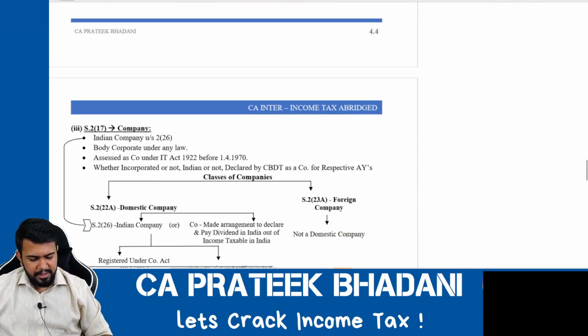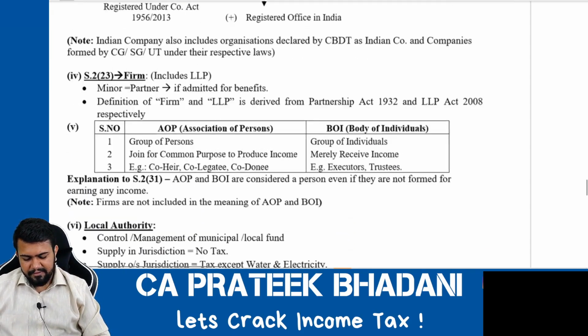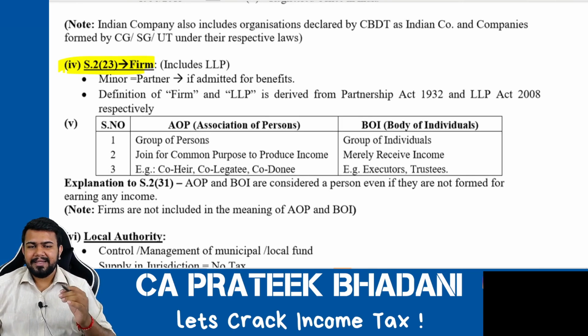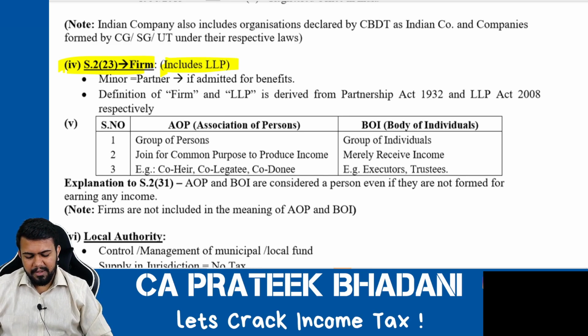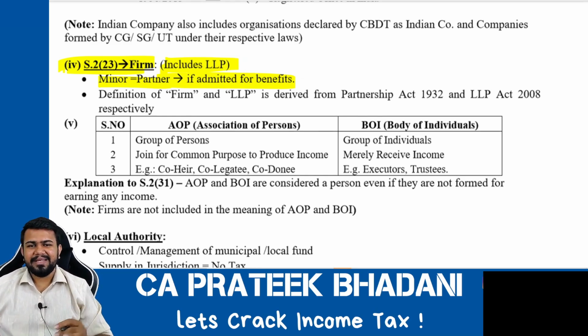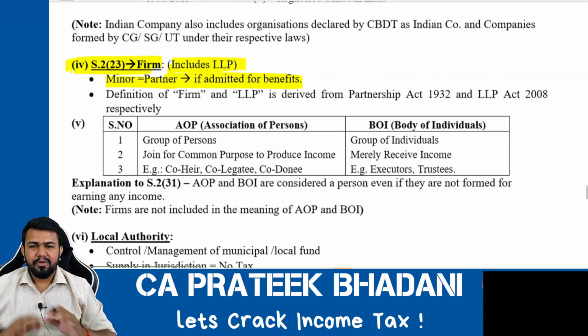Now let us come to the next definition, that is the definition of firm. Section 2 clause 23 contains the definition of firm, and it just tells that firm includes LLP, and a minor will be considered a partner if the minor is admitted for the benefits of the partnership firm. Only this much is given in the definition of partnership firm. The full meaning is not given in the Income Tax Act. So where should we go for the full meaning?